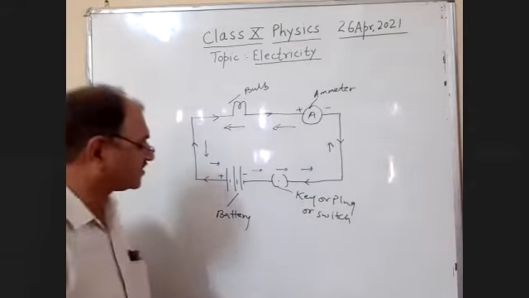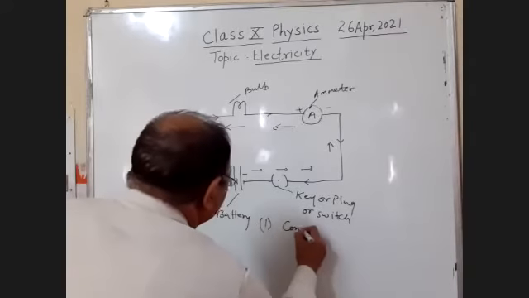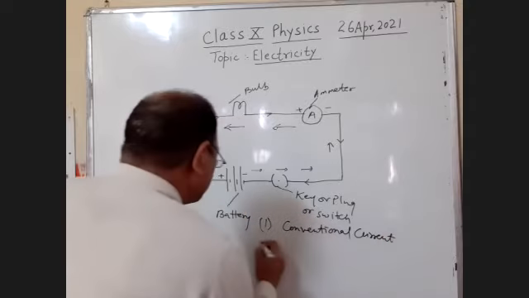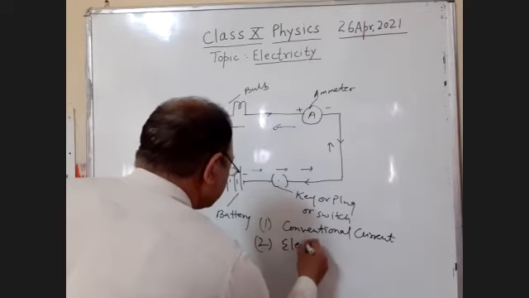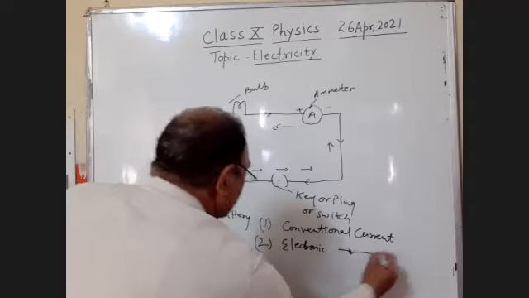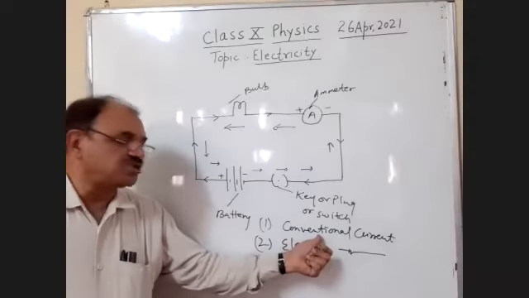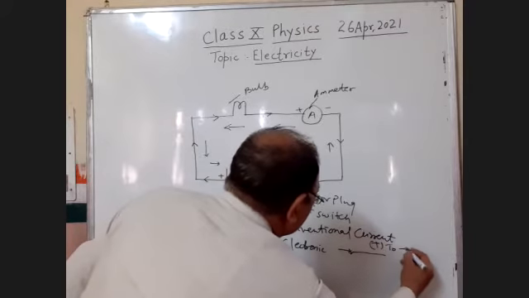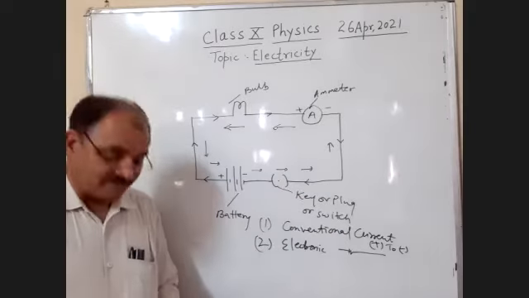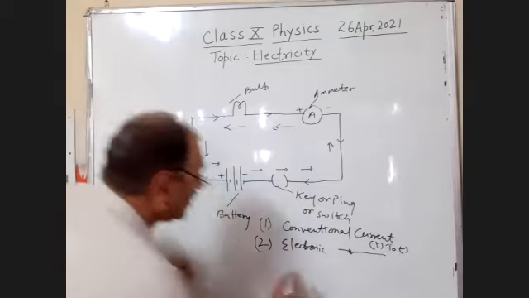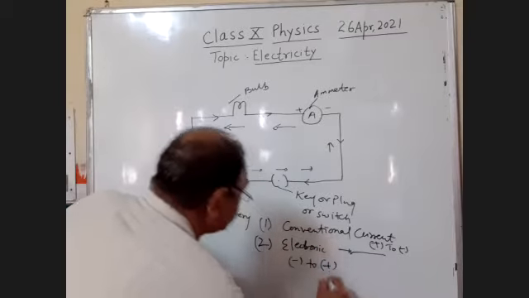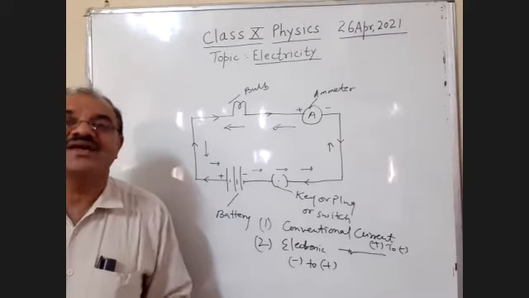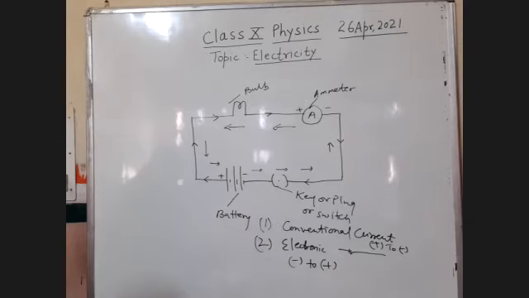So two types of current, students. One is conventional current: the current which flows from the positive terminal to the negative terminal. Number two, electronic current: from negative to positive terminal, that is inside the circuit. Is it clear, students? Now we'll discuss the components and symbols of the different components.